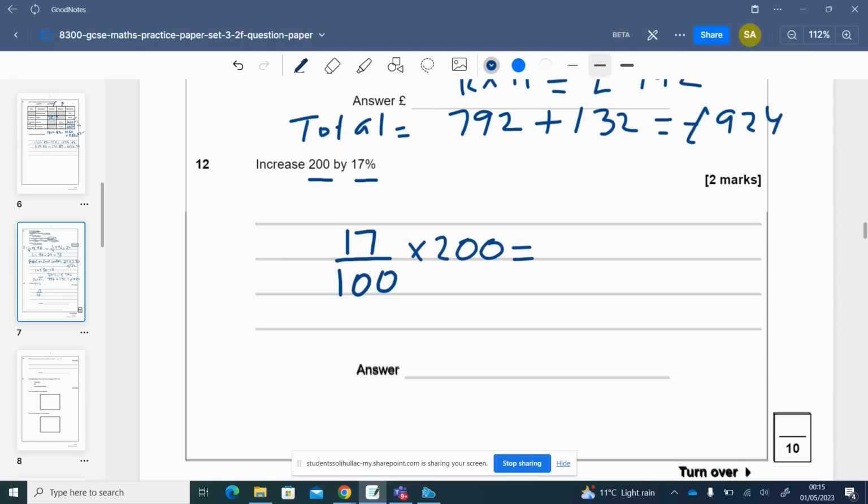Okay, and you need to write this calculation down as well, so you need to get the mark. So 17 over 100 times 200, that gives you 34. Increase means add. So we add 34 to 200, and that gives you 200 plus 34, which is 234 altogether. Okay, and that is your answer.